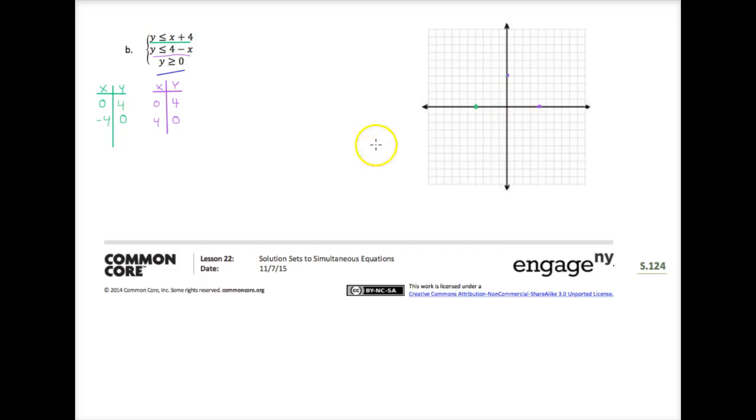Yep, okay. And then interestingly, we have y is greater than or equal to 0. Well, the places where y is greater than or equal to 0 is this whole upper plane, quadrants 1 and 2. So we'll draw a line and shade. I'll get that for you in a sec.